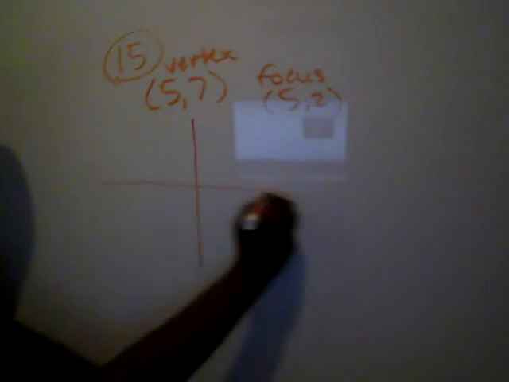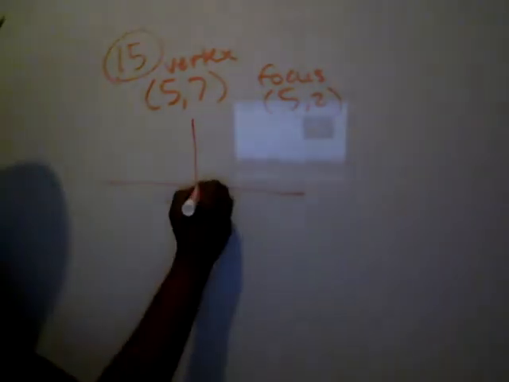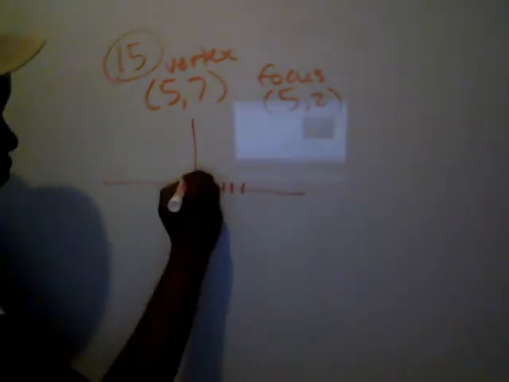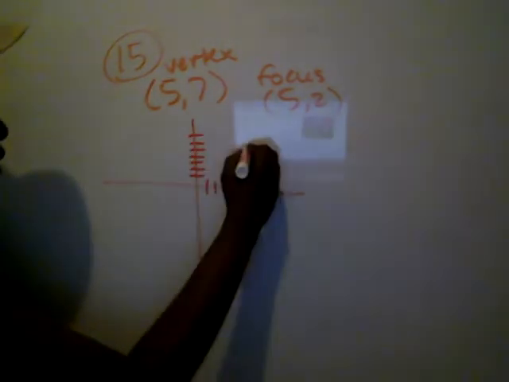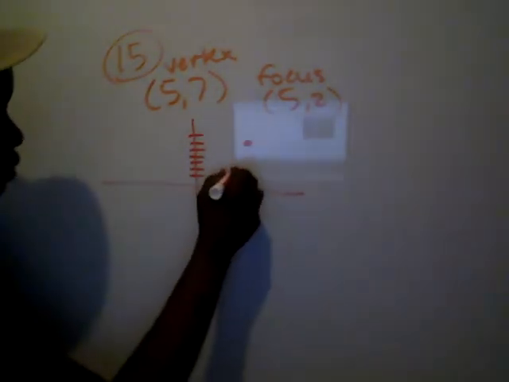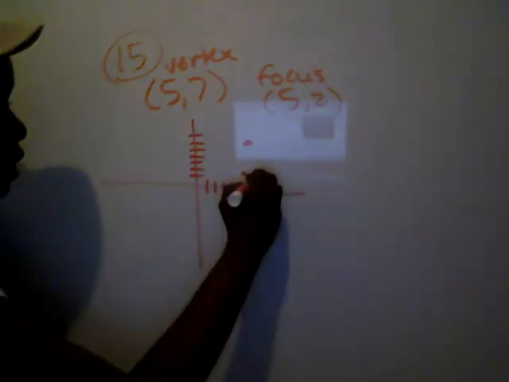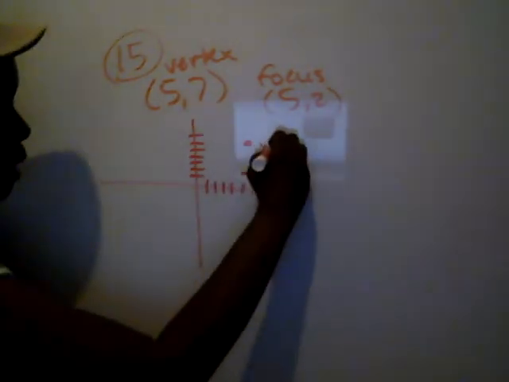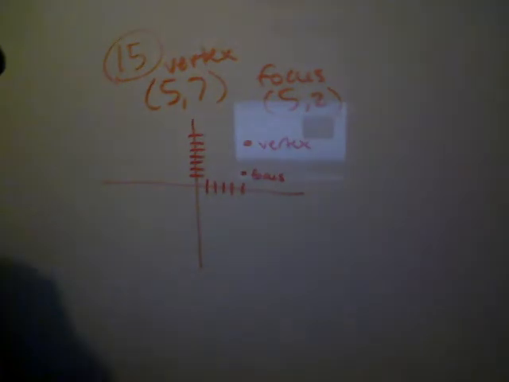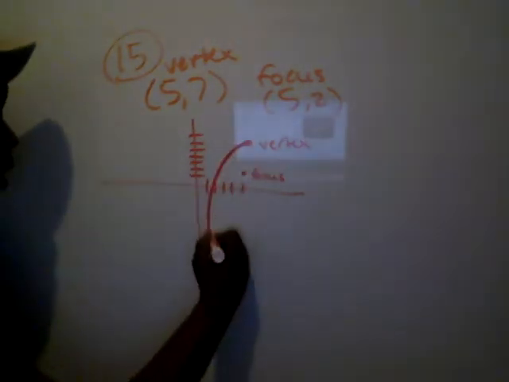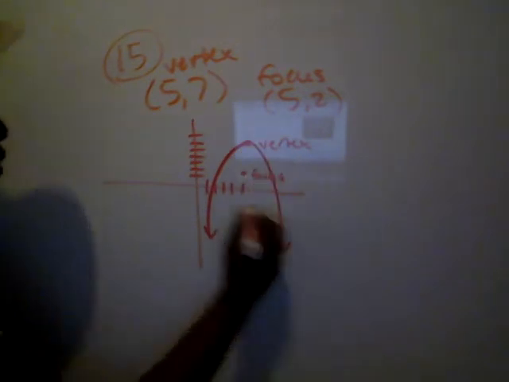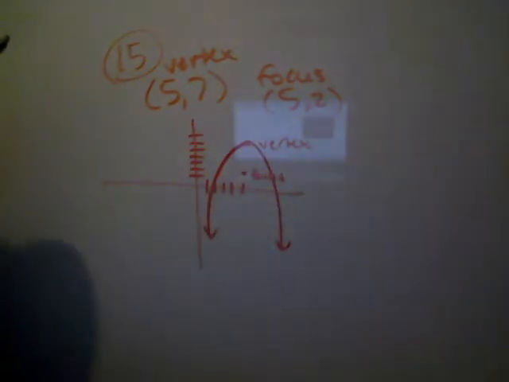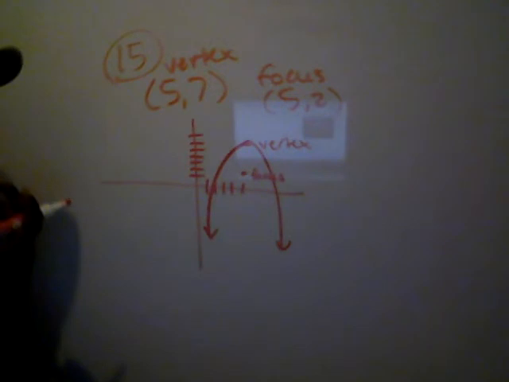Okay, so I usually recommend to plot these just to get a feel for which way the graph is going. So if the vertex is at 5, 7, the vertex is here. The focus is at 5, 2. It's here, and the focus always has to be inside of the parabola. So the only way for the focus to be inside the parabola is if the parabola is opening down. So that focus is inside. So that tells us if it's opening down, we're dealing with x squared.